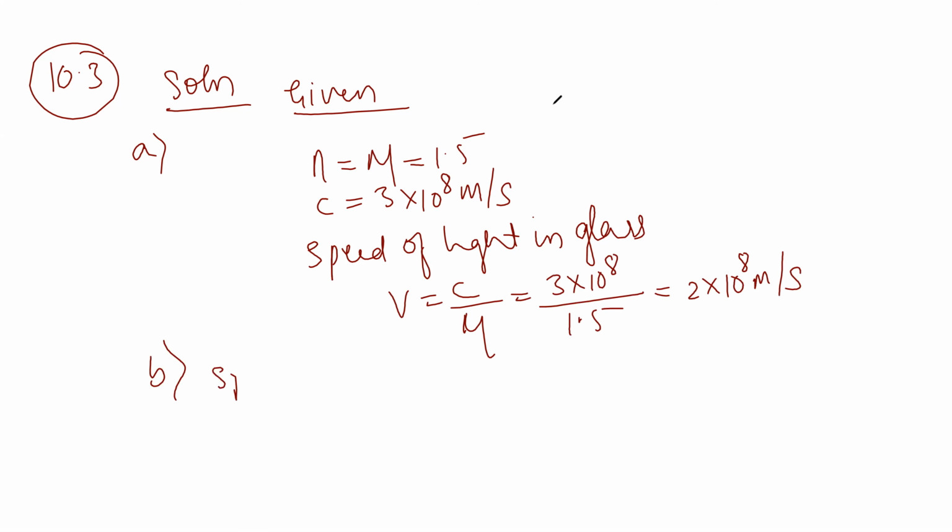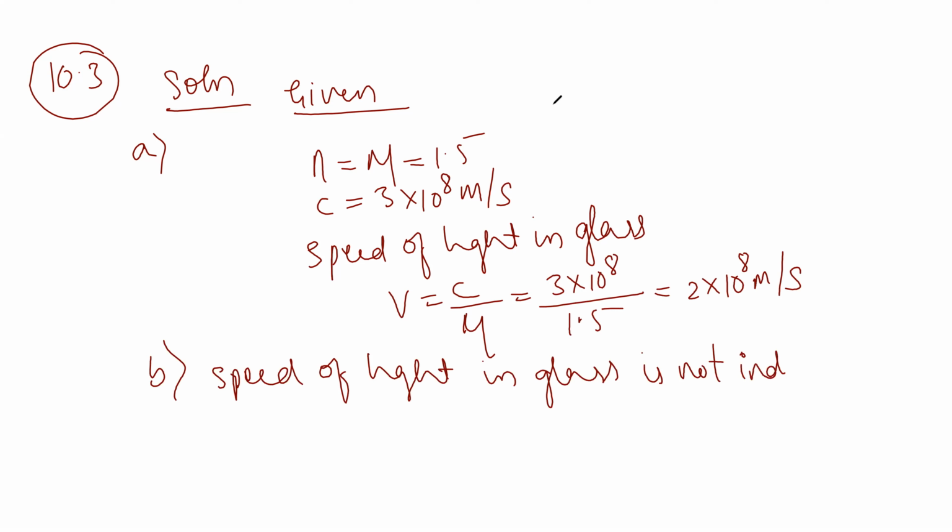So actually speed of light in glass is not independent of color. So therefore refractive index of violet component of white light is greater than the refractive index of red component. So hence the speed of violet light is less than the speed of the red light in glass. Violet light travels slower than the red light in the glass prism.